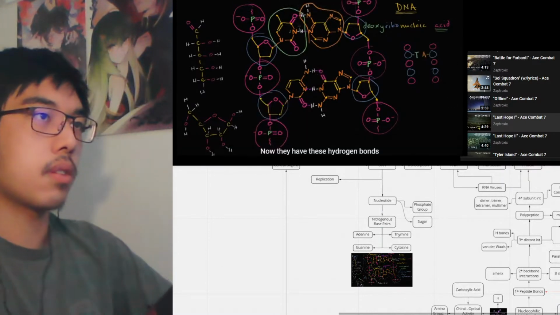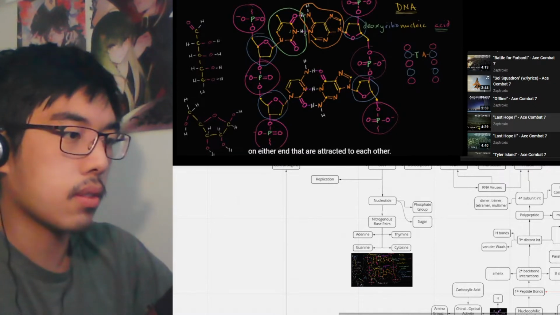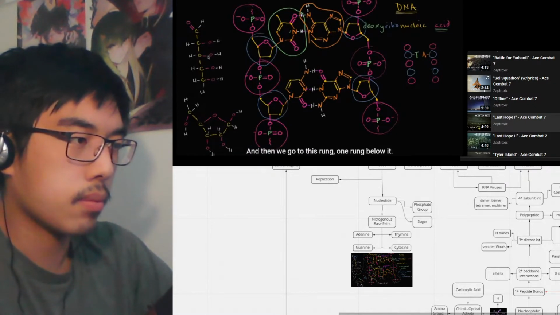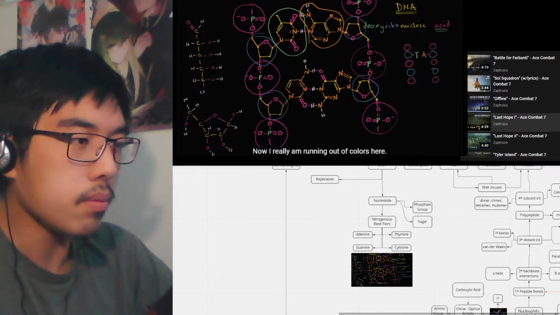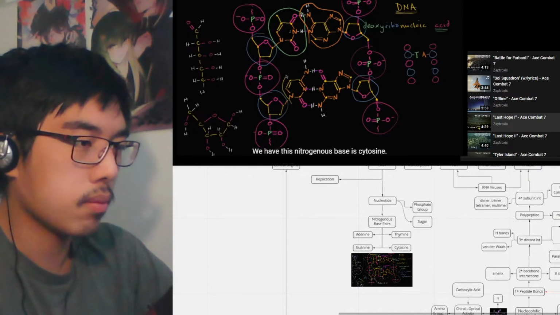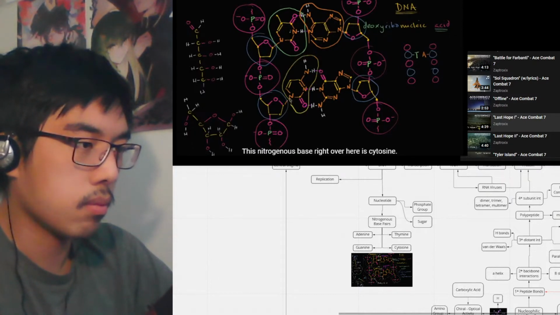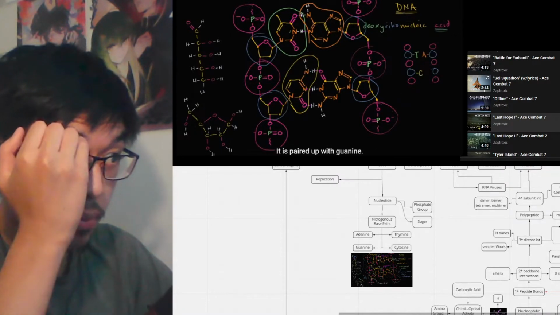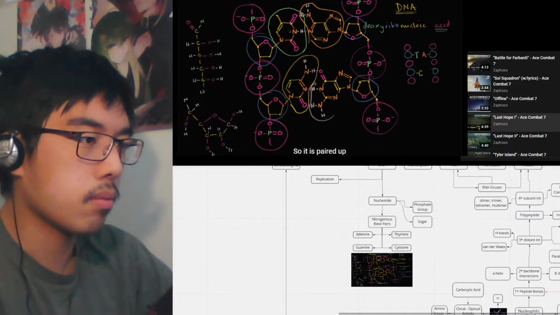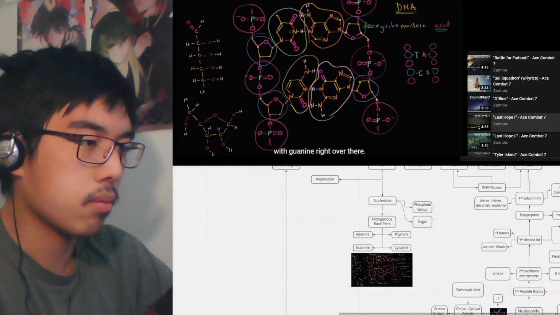And they have these hydrogen bonds between them right over here because they have partially negative and positive charges on either end that are attracted to each other. And then we go to this rung, one rung below it, and what is going on? Well, let's see. I really am running out of colors here. This nitrogenous base right over here is cytosine, and it is paired up with guanine, the guanine in this color. And we even saw this in the introductory video to DNA.